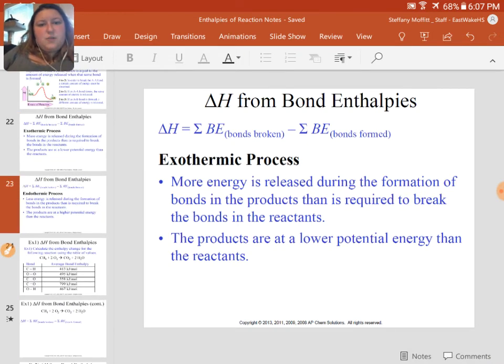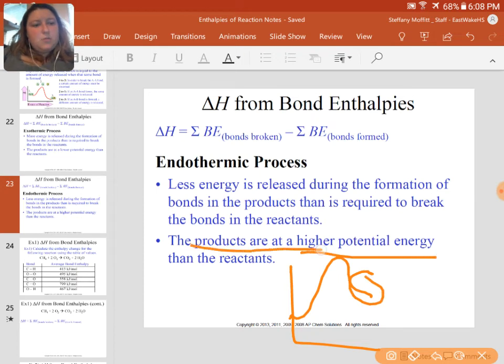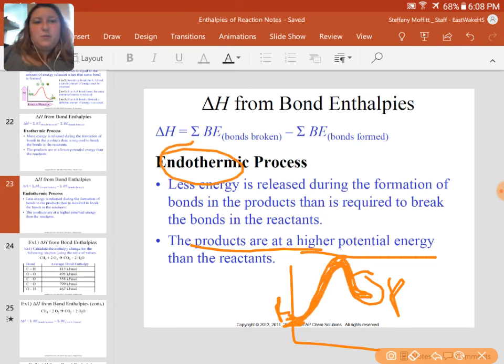For an endothermic reaction, that's when we see a graph like this. Our products have a higher potential energy than the reactants do. The reactants are down here. There's less energy in the formation, so this amount of energy is less than when we have to break the bonds. Breaking the bonds is a lot harder in endothermic reactions.